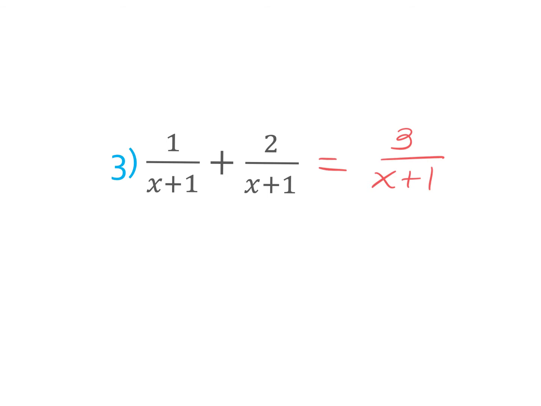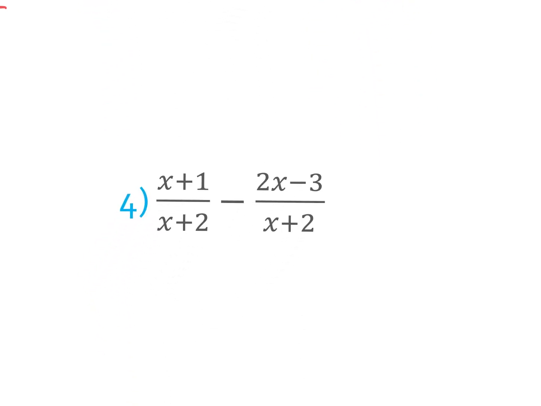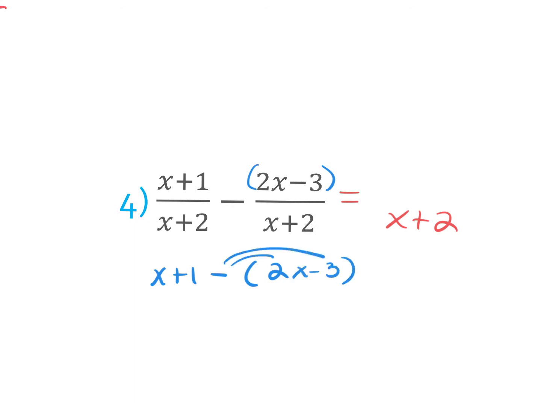For subtraction, you need to be very careful. Think of this as like a keep, change, flip, or a stay, change, change. This has a common denominator, so this part's good. However, you need to remember that you're subtracting this entire numerator. So really what we're doing is you keep x plus 1 the same. So it's really x plus 1 minus 2x minus 3. And then I need to distribute the subtraction sign to both of the terms that I'm subtracting. And now this is what it becomes.